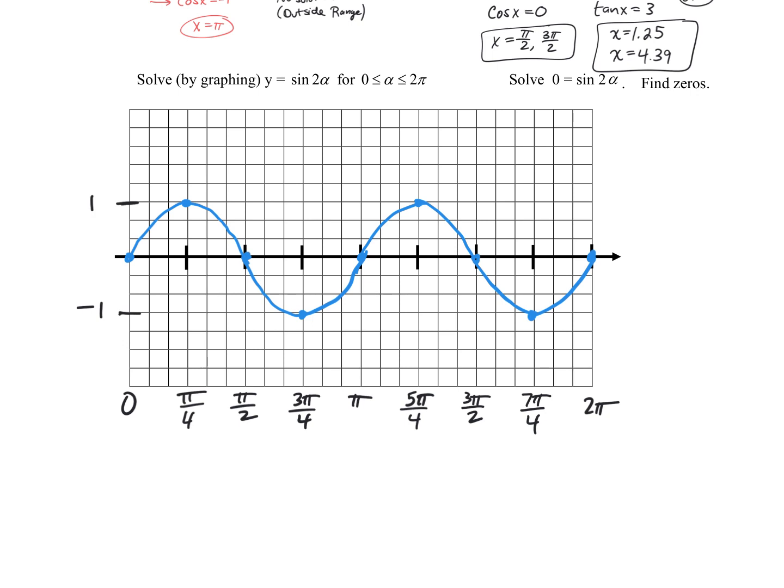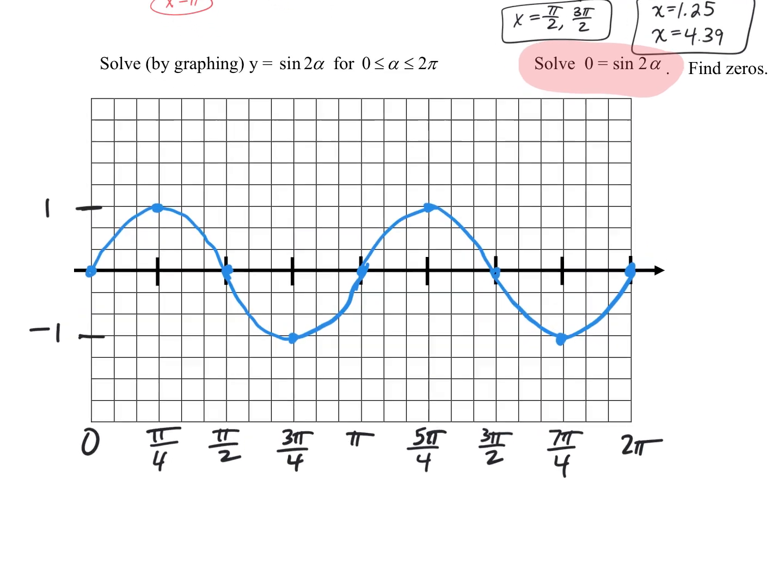We are trying to solve through graphing. We can solve a lot of trig equations through graphing. Oftentimes this will be in our calculator. But this graph in particular is worth looking at for a few reasons.